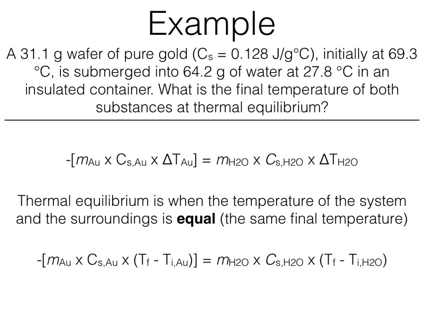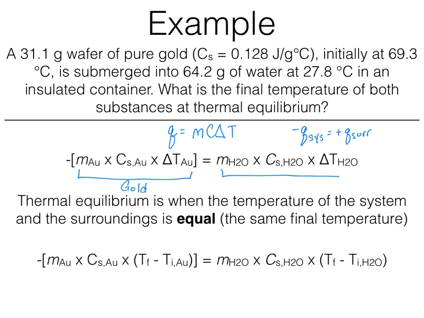So what we are going to do is set up, remember on the last slide we said that Q is equal to MC delta T, and that negative Q of the system is equal to positive Q of the surroundings. And so I'm going to combine these two equations. I have this side of my equation for the gold, and this side of the equation is for the water.